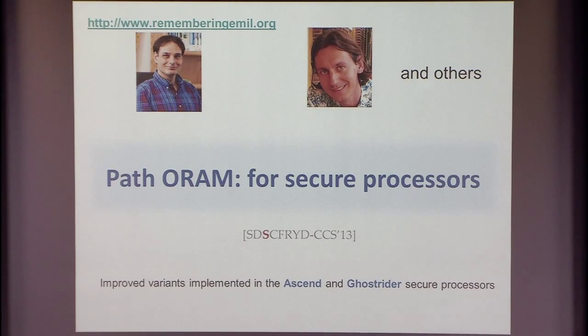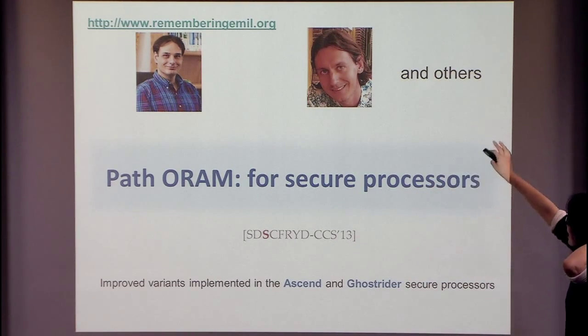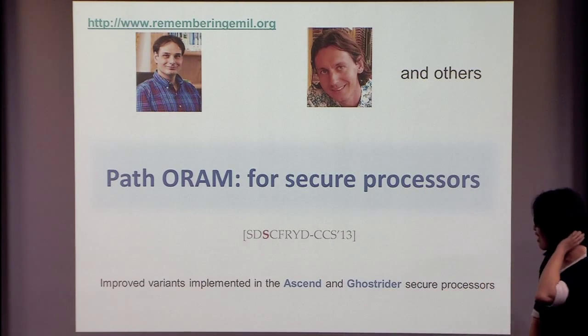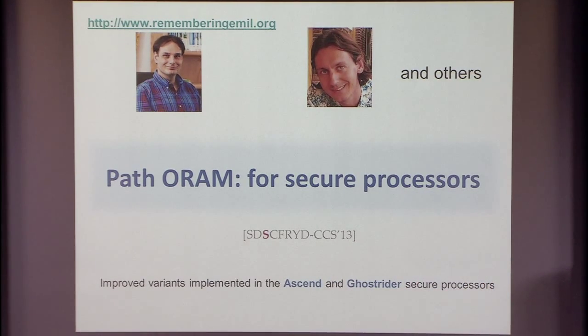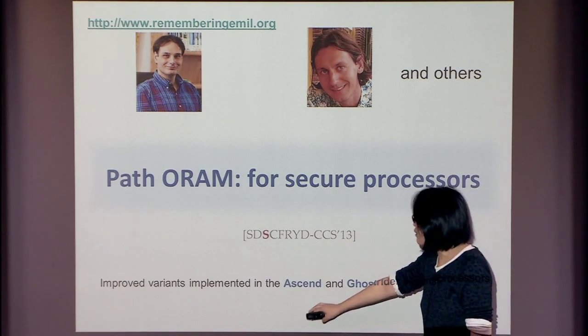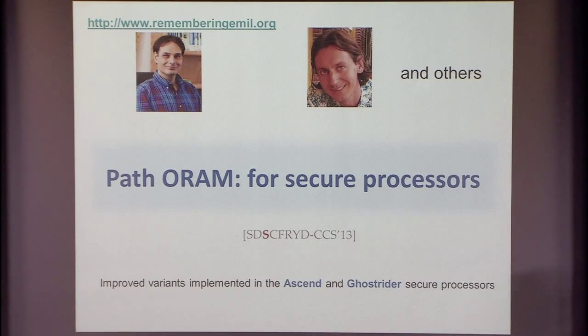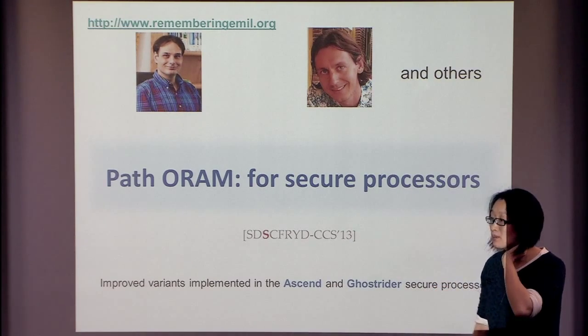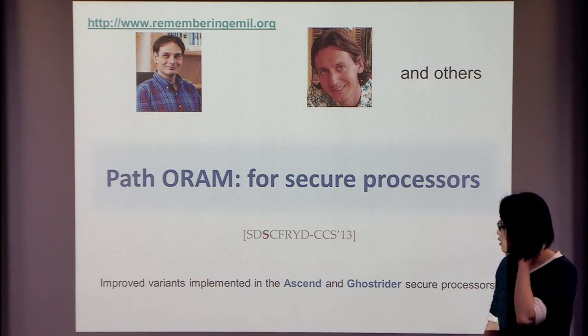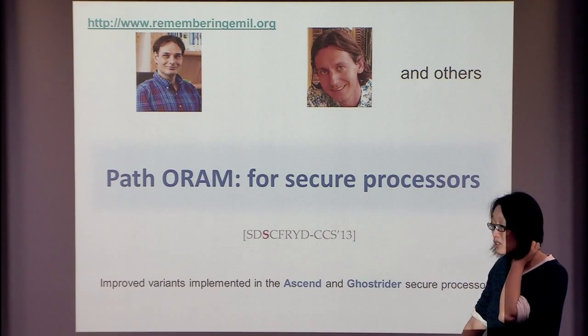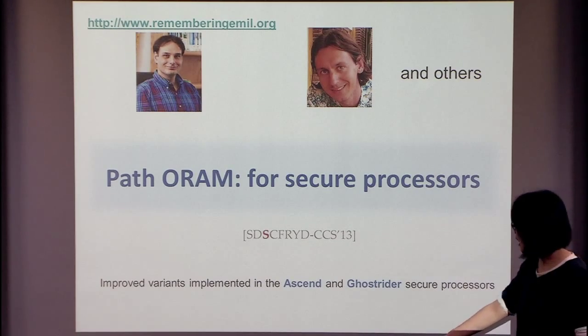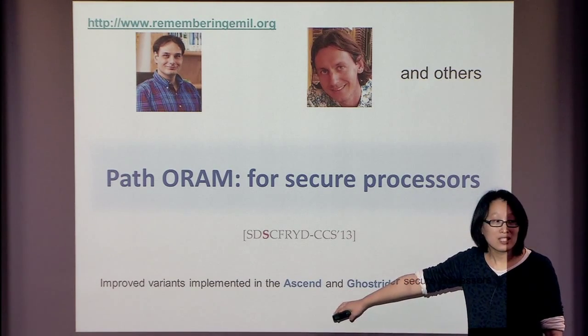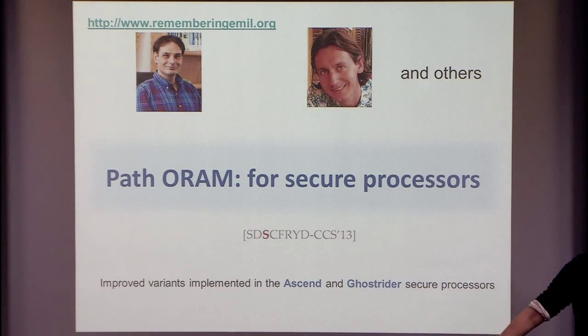Okay, so Path ORAM is due to Emil Stefanov, Marten van Dijk, and others, the SCFRYD paper. Path ORAM and its improved variants have been implemented in two secure processor prototypes, the Ascend processor and the Ghostwriter processor. Ascend was built by a team at MIT, including Srini Devadas, Chris Fletcher, Ling Ren, and others. For Ascend, they actually sent their processor design to a factory to be fabricated for real. So this is going to be exciting.